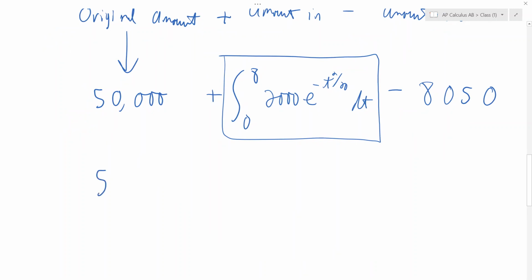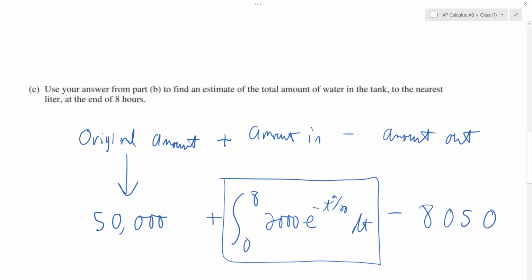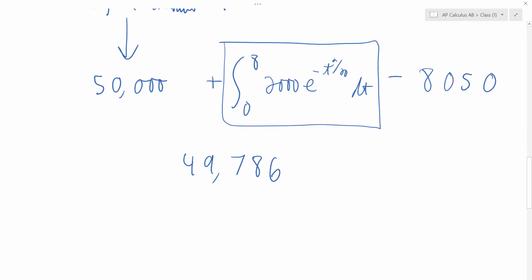So we do that in a calculator. Anybody know what that integral is? Or what the final answer is, I guess? 49,786. Exactly? Oh, does it say to the nearest? Yep, it does. Cool.